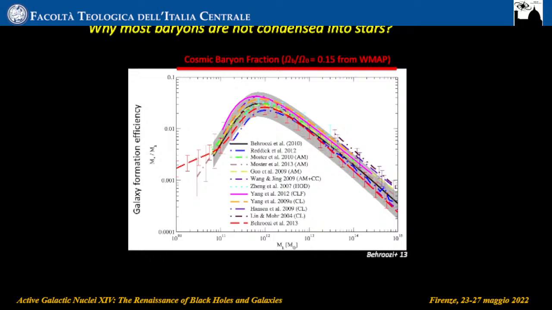So this plot is showing the galaxy formation efficiency, the stellar mass in galaxies divided by the halo mass of a galaxy as a function of their halo mass. And you see that the baryon fraction locked in galaxies decreases at low mass, where we think that the stellar feedback is dominating, and at high mass, but then the computer got stuck, so we don't know what happened at high mass. But at high mass, we think that the effect of the AGN is dominating.